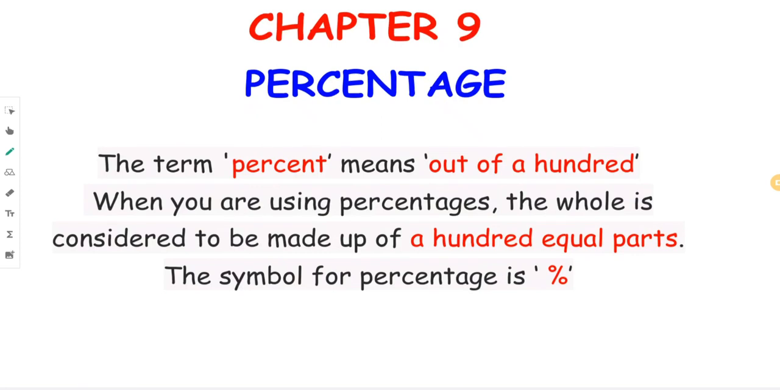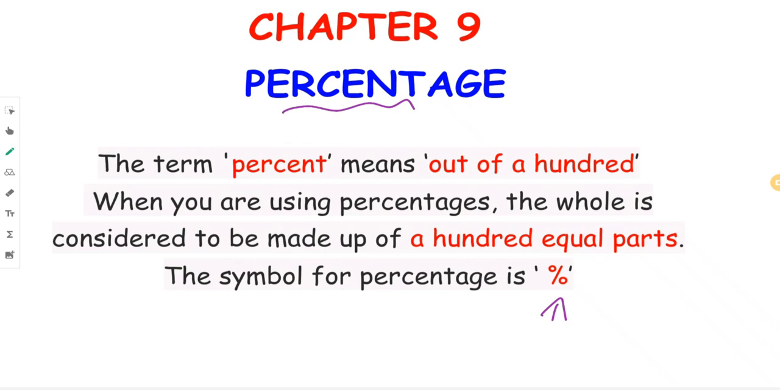Chapter: Percentage. Clear? So before we start, let us understand the term percent. Clear? So the term percent means out of 100, and when we are using percentage, the whole is considered to be made out of 100 equal parts. The symbol of percentage is this. Alright, so these are the statements, but let me explain to you with an example.